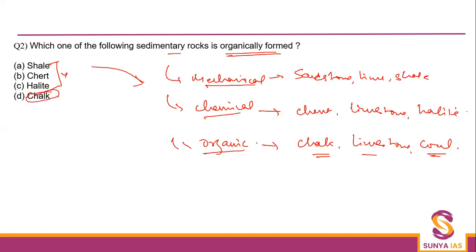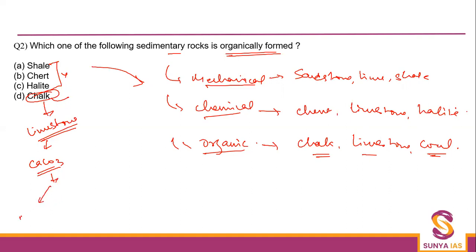Chalk is organically formed. What is chalk? It is basically a variety of limestone, composed of calcium carbonate, CaCO3. What happens is that this calcium carbonate is extracted from the shells of marine animals, and also from the calcium remains of marine algae.